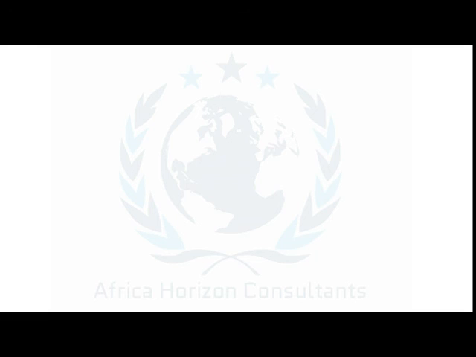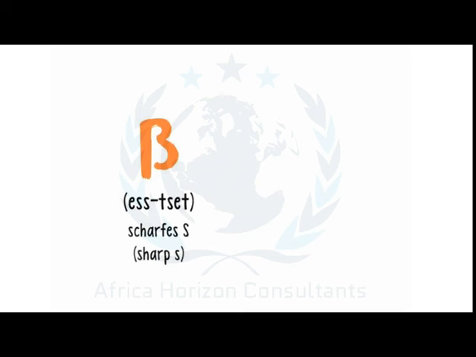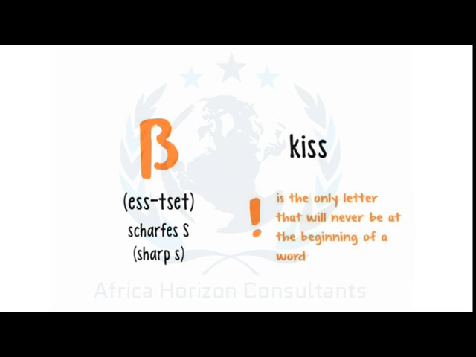There is one more special letter in the German alphabet which looks like this. We call it SZ, or scharfes S, which means a sharp S. This letter is pronounced like the double S in the word kiss. And always remember this letter SZ is the only letter that will never be at the beginning of a word.